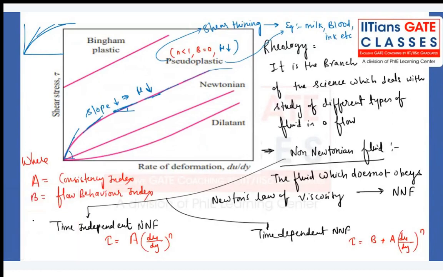What about dilatant fluid? For dilatant fluids, n will be greater than 1, B will be 0, and viscosity will be increasing. The slope is continuously increasing. That's why we also call it a shear thickening fluid. What are examples of shear thickening fluids? Sugar solution, sugar in water solutions. You can think of those as dilatant fluids.